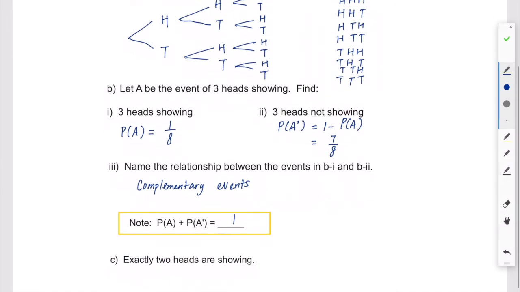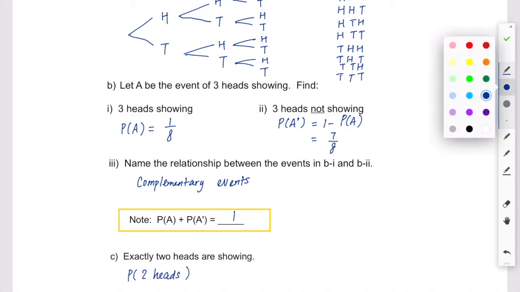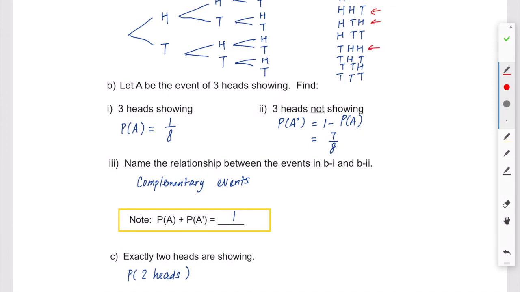So how about the probability of getting exactly 2 heads? So P of 2 heads. You can locate them from the outcome list. So 2 heads is this one here, this one here. I think that's it. So that's 3 out of 8.